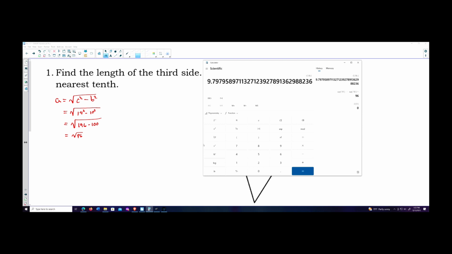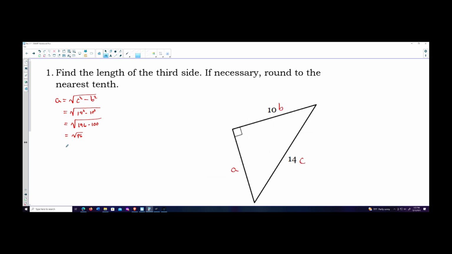Remember, it says to round to the nearest tenth, so I am going to write 9.8. It's approximately 9.8 units. Okay, and that would be the answer to the first problem in the test review. Okay, give me a sec.